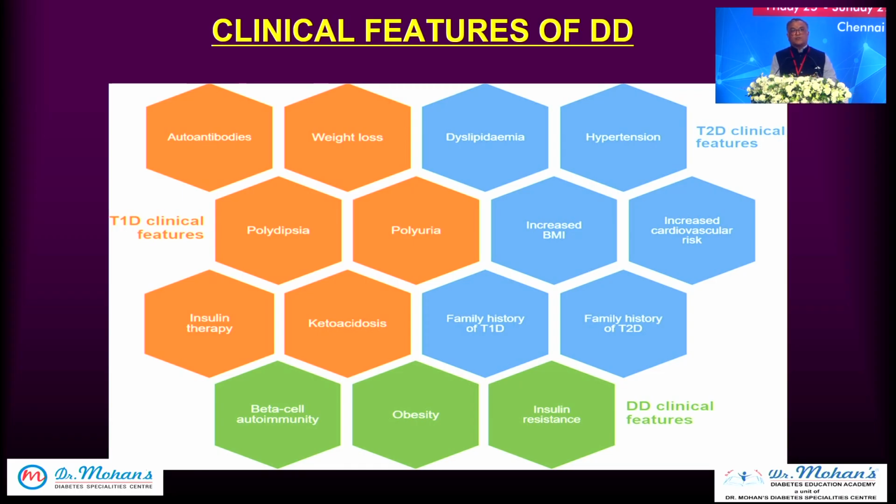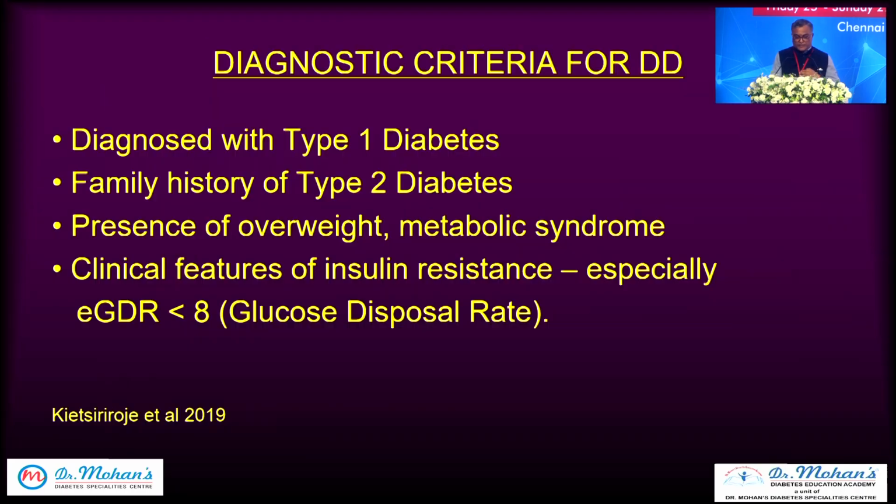But when it comes to double diabetes, the clinical features combine those of both type 1 and type 2 diabetes, mainly beta cell autoimmunity, obesity, insulin resistance, and they have family history of type 1 or type 2 diabetes. They are prone to ketoacidosis, and they require insulin from the onset of disease.